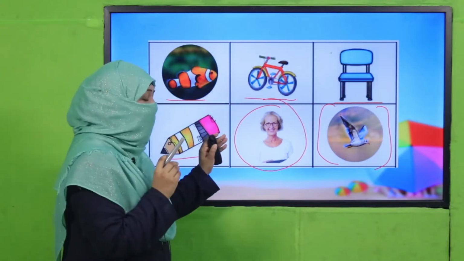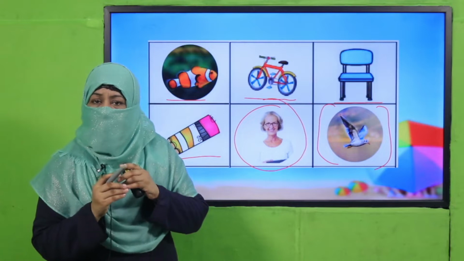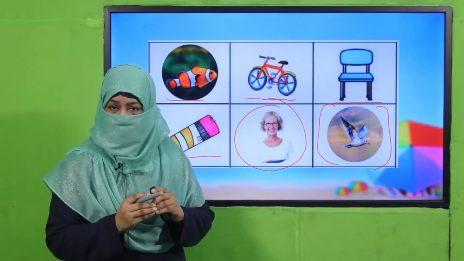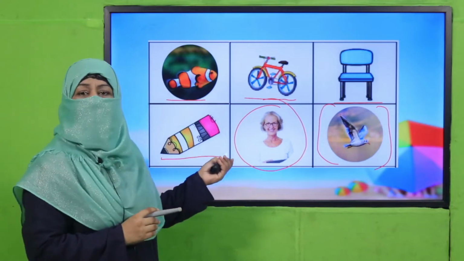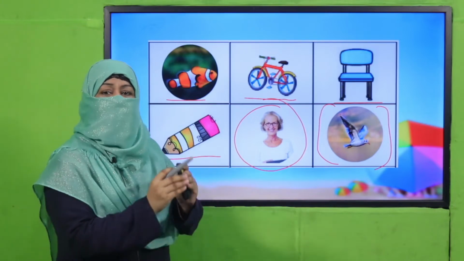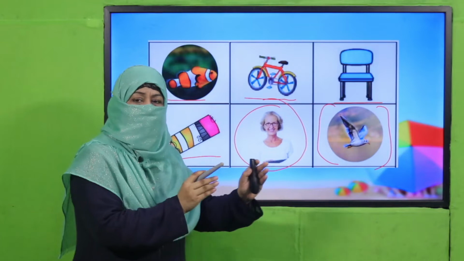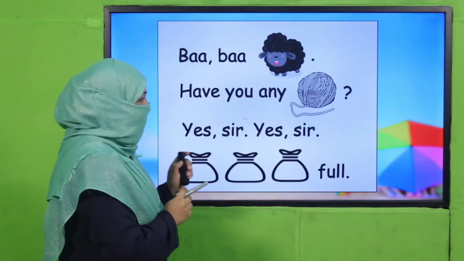Like by looking at the picture, we talk about the naming word, we talk about its action. Now, there can be text having words and pictures both, like this.